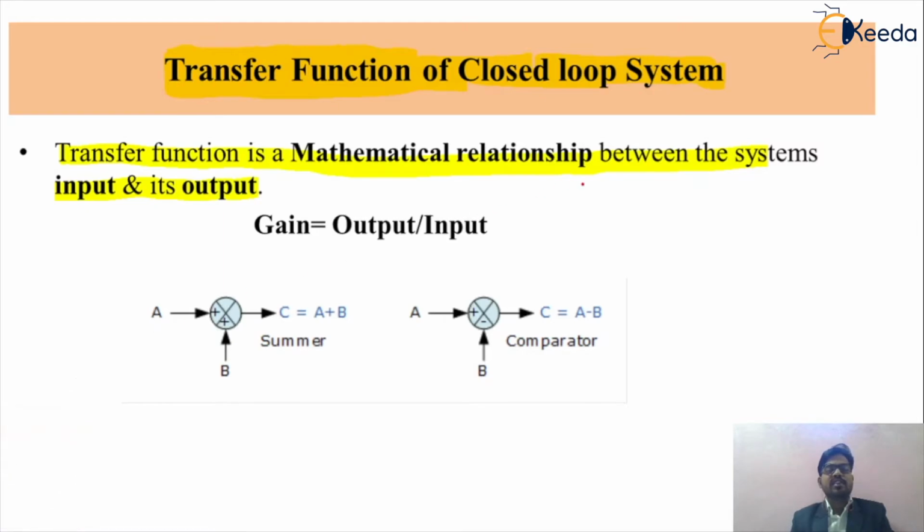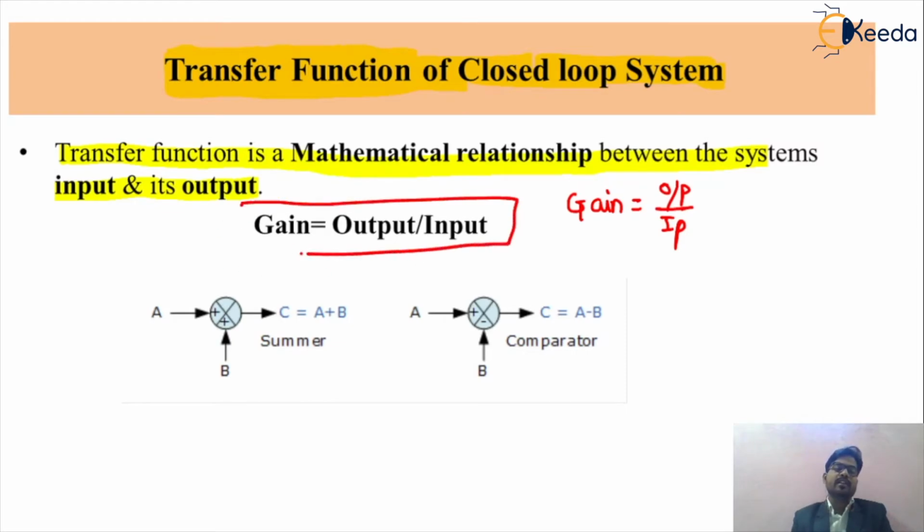The mathematical relationship between output and input will be represented in the transfer function by gain. Gain is called output divided by input of your system. So this will be the representation of gain. So friends, in a closed loop control system, there are different summing points.